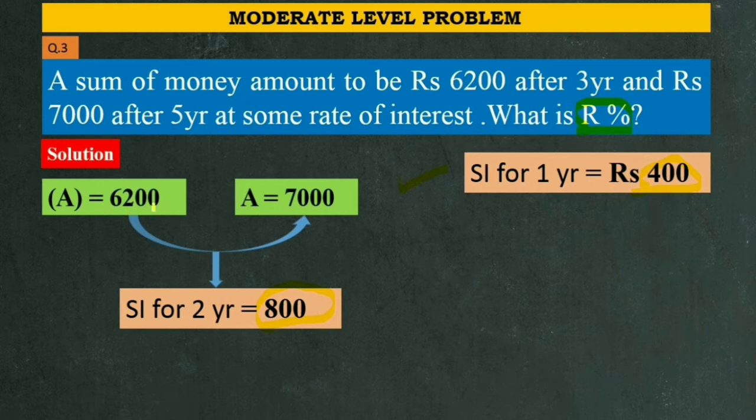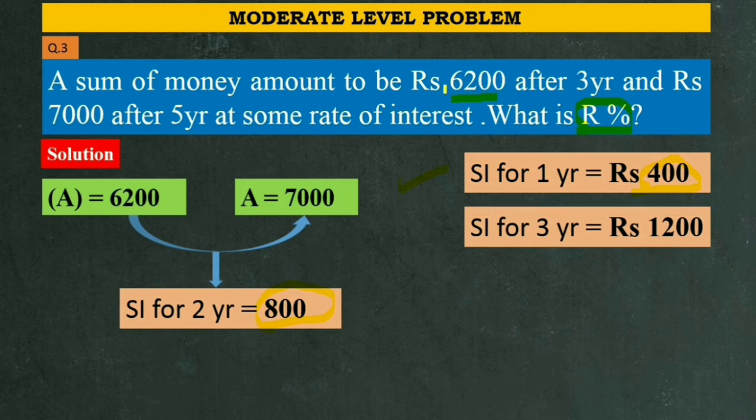In the question it is given that the amount after 3 years amounts to rupees 6200, okay. So firstly we have calculated the simple interest for 1 year. Now we have to calculate the simple interest for 3 years, because in the question the amount is given after 3 years, not for 1 year. So the simple interest for 3 years is 400 into 3, that is 1200.